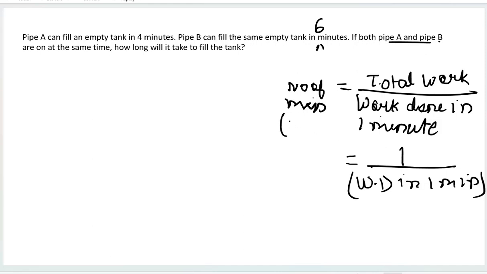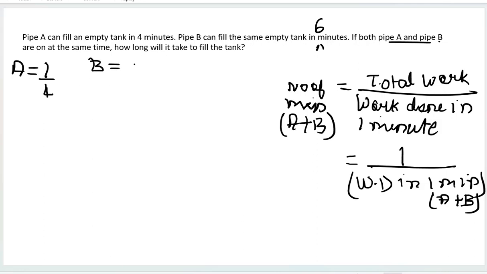So we have to find the number of minutes for A plus B. So work done in 1 minute will also be for A plus B. Pipe A can fill an empty tank in 4 minutes, so with A we associate the number 1 by 4. Pipe B can fill the same empty tank in 6 minutes, so with B we associate the number 1 by 6. Since we want A plus B, we add it as 1 by 4 plus 1 by 6.